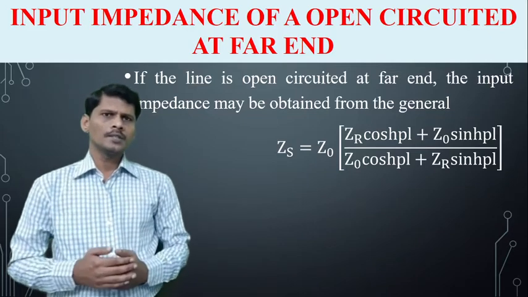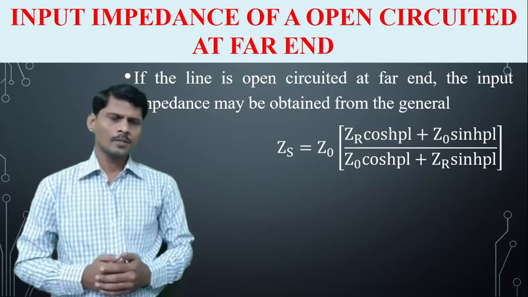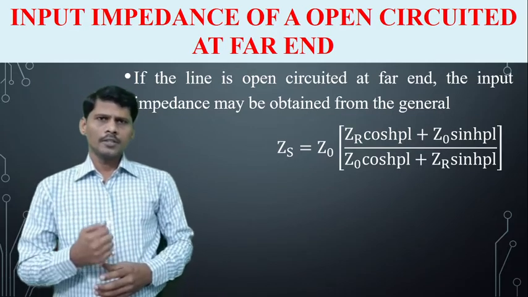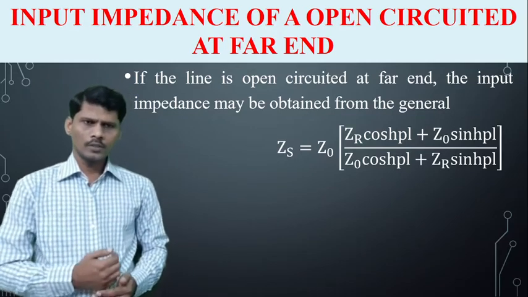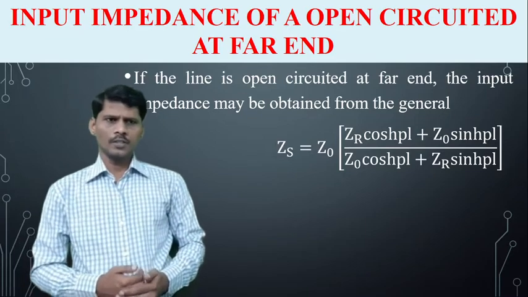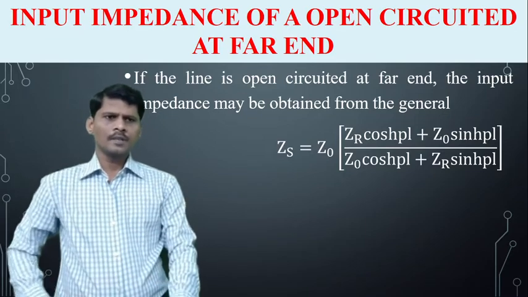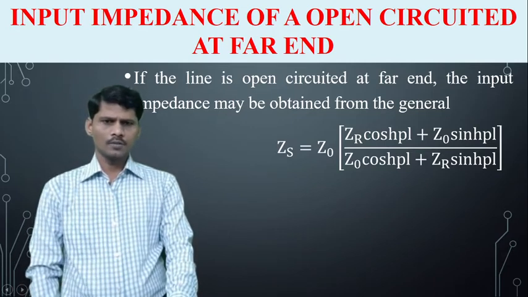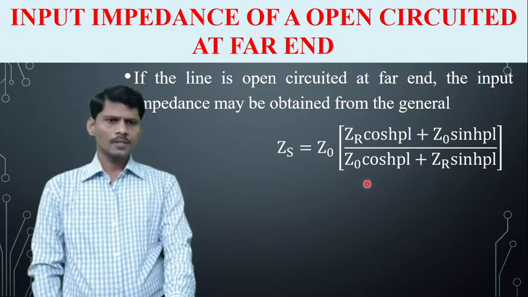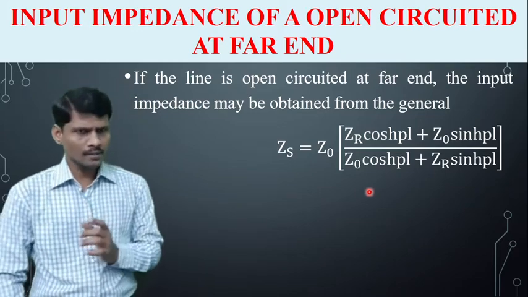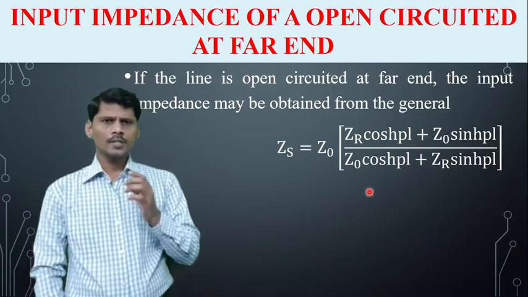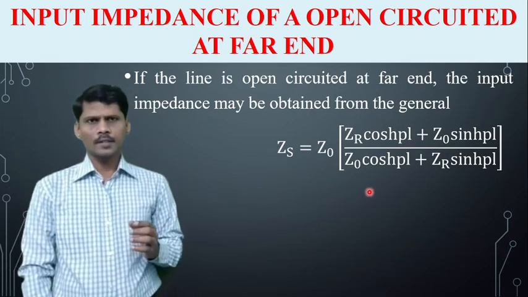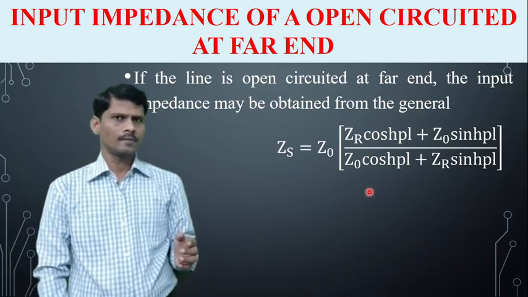So what is the general expression of the input impedance of a transmission line? Zs is equal to Z0 into (ZR cos hPL plus Z0 sin hPL) by (Z0 cos hPL plus ZR sin hPL). So this is the general expression of the input impedance of a transmission line. Using this expression, calculate the input impedance of an open circuited transmission line at the far end.